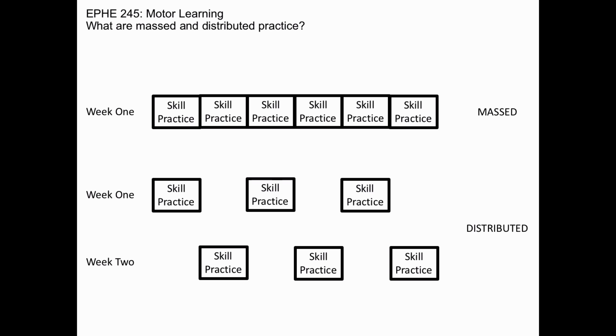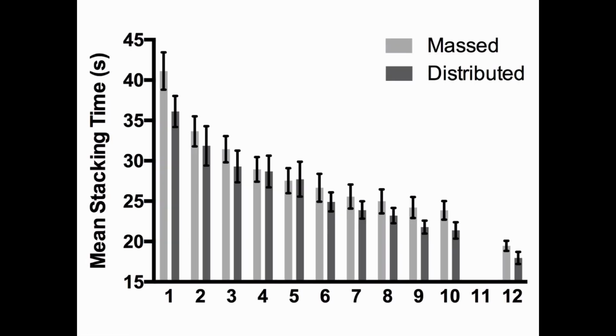Now this is a continuum. There's no magic amount of distribution. You need to use a bit of common sense. But at the end of the day, if you take some amount of practice and you break it into smaller chunks, you're distributing practice. So what does the research say about distribution of practice?